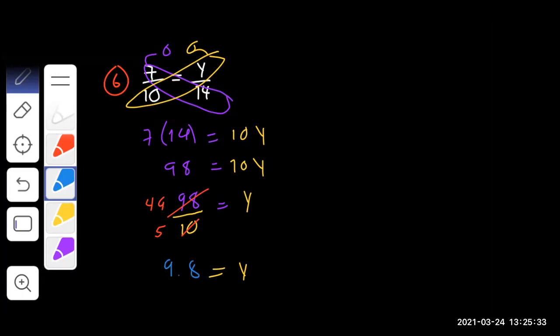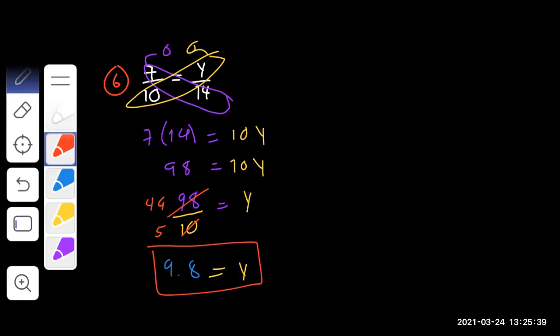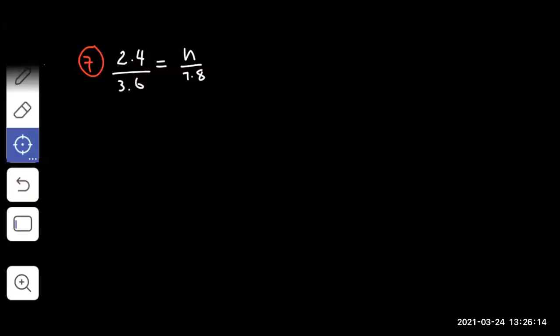8. Correct? It's the same, right? That is y, guys. 9.8 or 49/5 if you want to express that as a decimal. Let's have a look at this then.